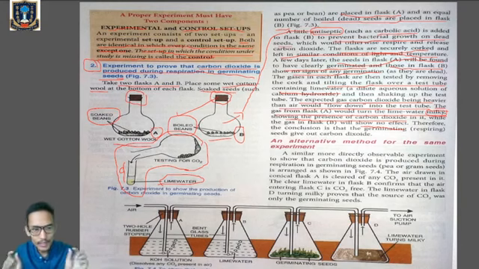The requirements were two flasks A and B. We require germinating bean seeds and dead bean seeds. We require wet cotton wool.